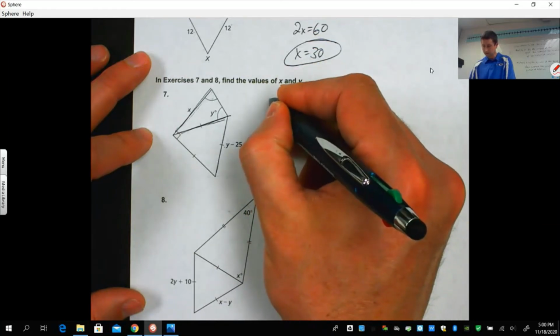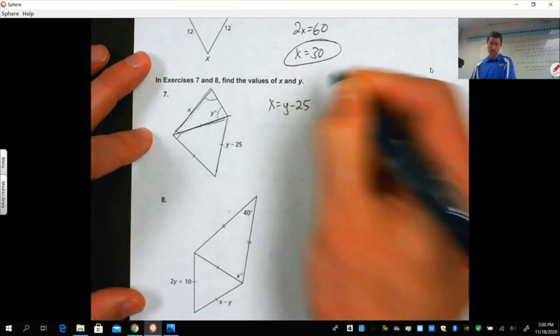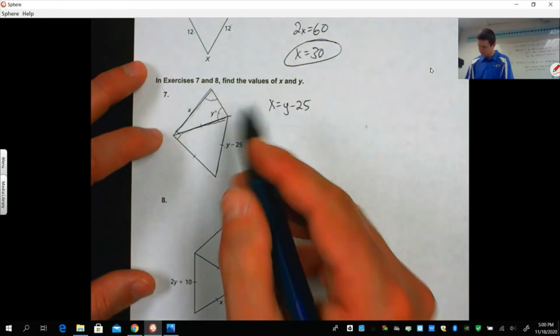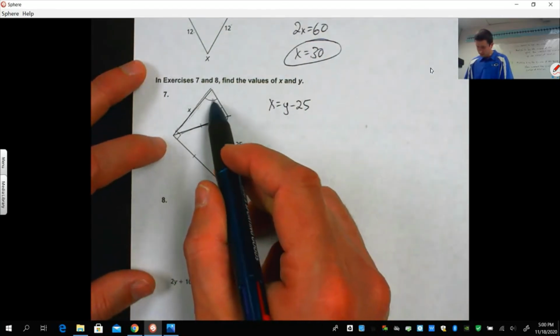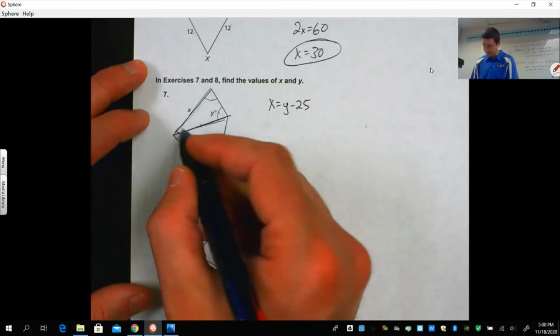So we know x has to equal y minus 25, okay? And I'm not sure if that helps us out much. Let's see if we can find y. So what do we know? We don't know any angle measurements. We know this is 90, so I shouldn't have said that. We do know, that's 90 right there.